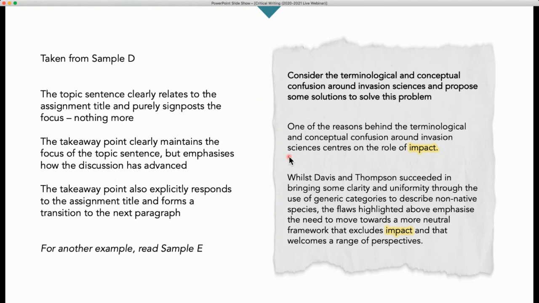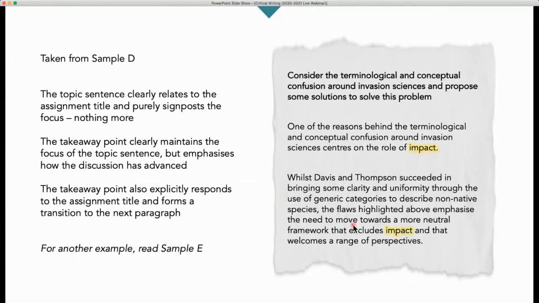And what you can see here is, look, this starts in a pretty clear place in the sense that it centers on the role of impact. It clearly links to the title, which is good, and they've given me a clear focus, impact. So that's good. Now, 200, 250 words, however many words are in the paragraph, I don't know, it's in sample D, but I've omitted all of that, taken that out. And let's jump straight to the last sentence of the paragraph.